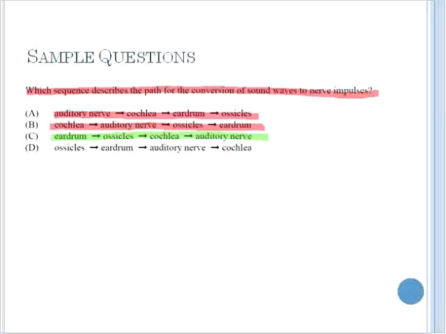The pathway begins with the eardrum, which in turn causes the ossicles to vibrate, which in turn causes the cochlea to vibrate, which then is passed to the auditory nerve. So the correct answer is indeed C.